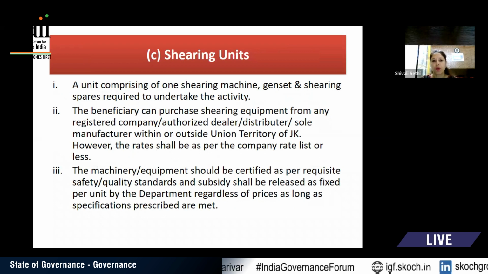The department also provides shearing units to the unemployed youth of the UT. The beneficiary can purchase the shearing equipment from the market and can avail 50% subsidy from the department.